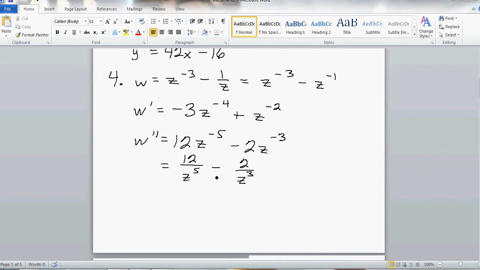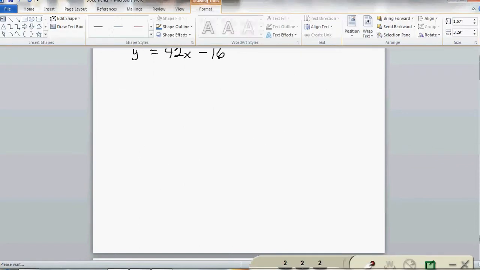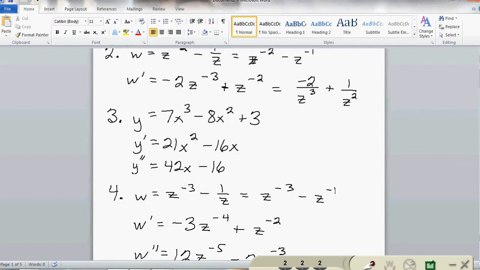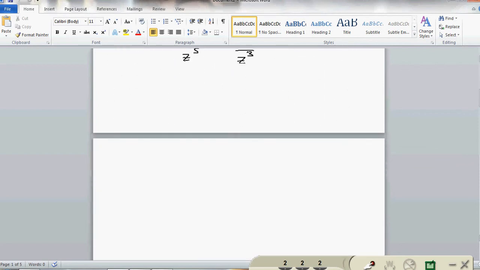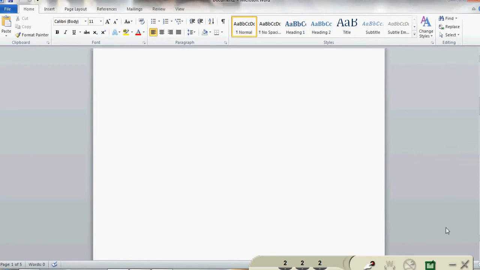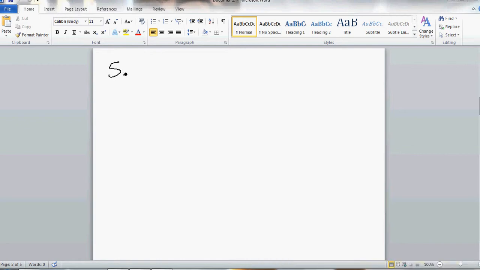So far we really haven't done anything that you wouldn't have been able to do in the past. Okay, so now we're ready for 5 and 6. There are two special rules for finding derivatives. Well, two extra ones that we're going to learn today, and that is the product rule and the quotient rule.